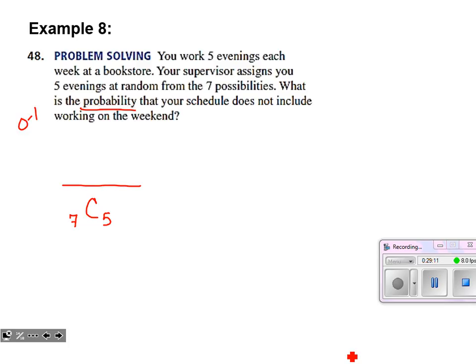What is the probability? Okay, does not include working on the weekend. That means if our employer were to choose, he's choosing all 5 of those days out of the 5 weekdays. Okay, so ways he could choose all 5 working days as weekdays, over how many ways could he just choose 5 days for you to work that week.